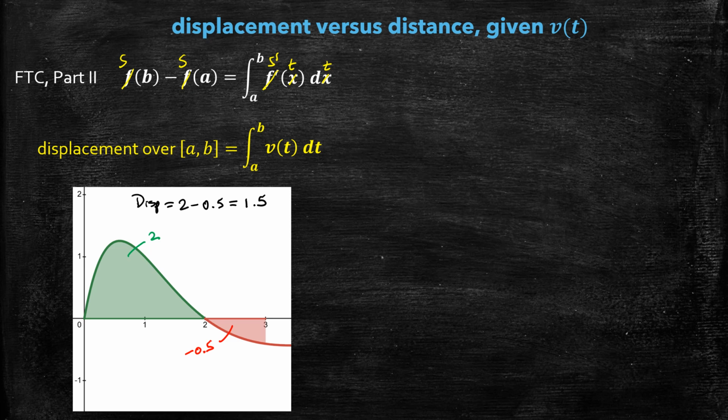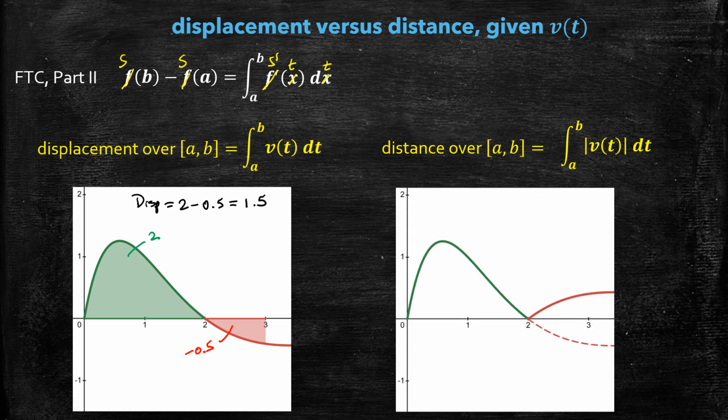Now let's see how we adapt this to deal with distance. So if we would like the distance over a to b, we don't want that negative 0.5 to be negative. We would like it to be positive. So here's a genius way we do this: we actually take the absolute value of the velocity function and find the area from a to b. So let's have a look at this. What we do is we take that negative portion, we absolute value it, it becomes positive, and then the area that we're interested in becomes positive also. So this is 2. Now this becomes 0.5 according to our calculations, and the distance traveled would be 2 plus 0.5, which would be 2.5.